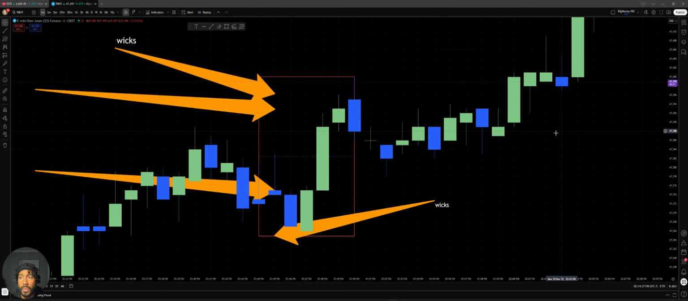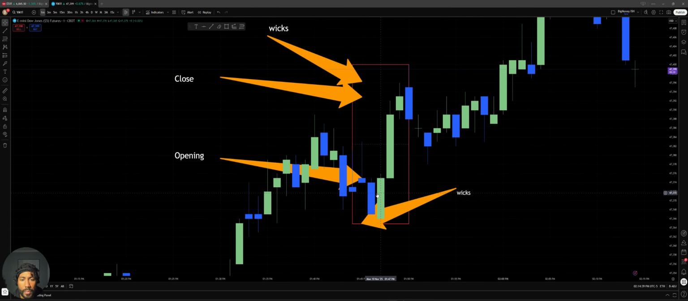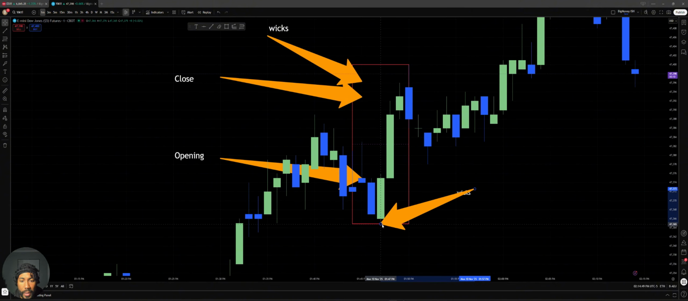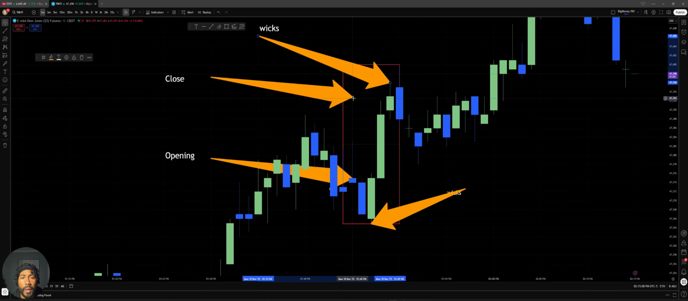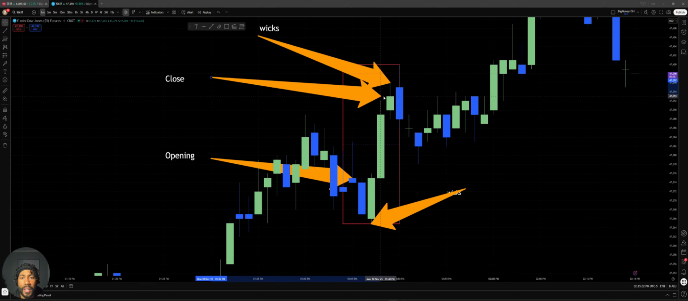So as far as this candle goes, you see the opening price. Opening price is right here, right? And then you have this wick that comes all the way down here to the bottom. All right. Then you have this wick that comes all the way right here to the top. And then you have the close of that 5-minute amount of time there.